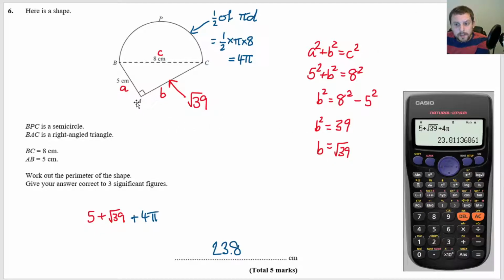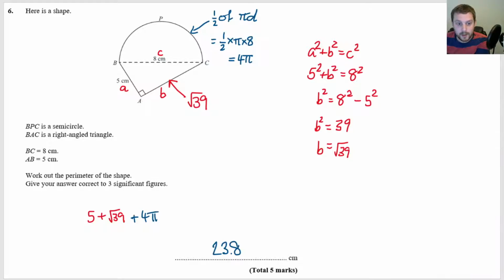Let's just double check. So we've got 5 squared and 8 squared, so that's 64 take away 25, which is 39. Square root of that is the square root of 39. And then half of pi d will be half of 8 pi, which is 4 pi. And then when I do 5 add root 39 add 4 pi, that's what I get. So I can't double check with the mark scheme, but I'm 100% certain this is correct. If anyone spots anything that's wrong, please just let me know.